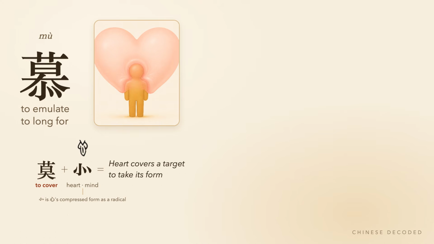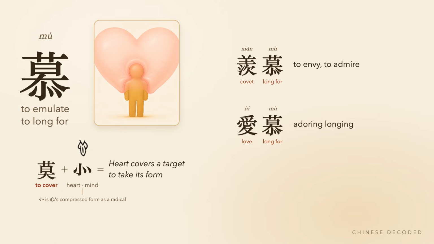In compounds, 羡慕, to envy, to admire. You long to become the other person. Next, 爱慕, adoring longing. The heart pressed close over the one it loves. And finally, 倾慕, 倾 means to lean. The heart tipping toward the one it longs for.